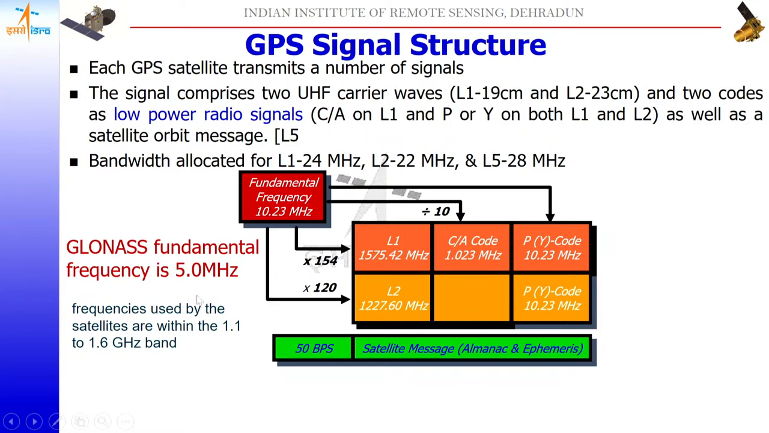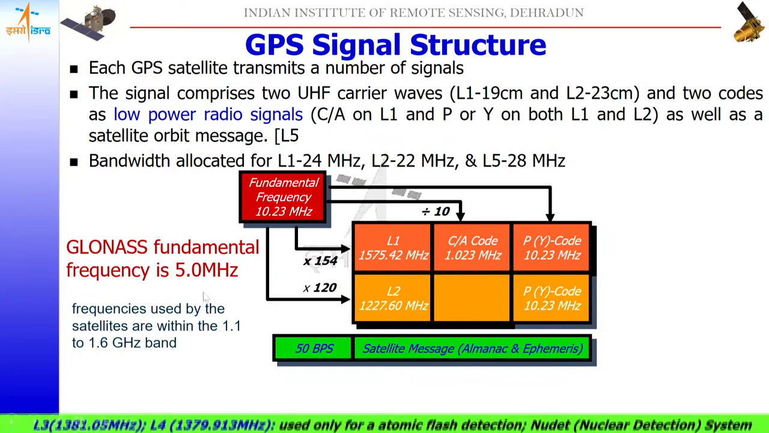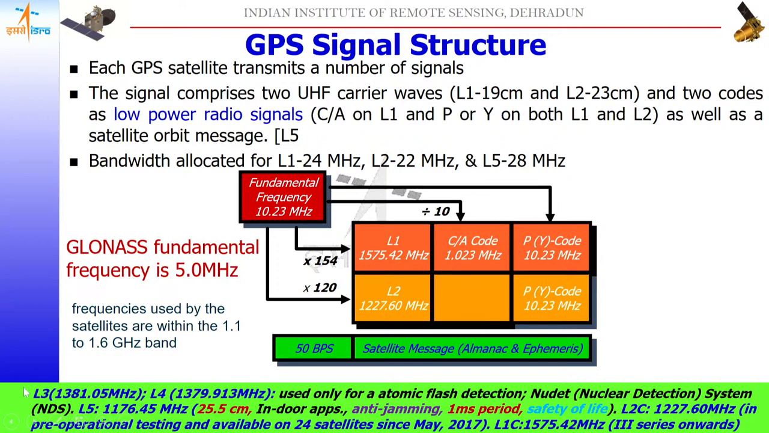GLONASS fundamental frequency is 5 megahertz. L3 and L4 are basically used for atomic flash detection, meaning the nuclear detection system, NDS. You may not be very familiar with L3 and L4, but you are very familiar with L1, L2 and L5. The L5 mission objective was indoor applications, anti-jamming and safety of life. So this was the objective.